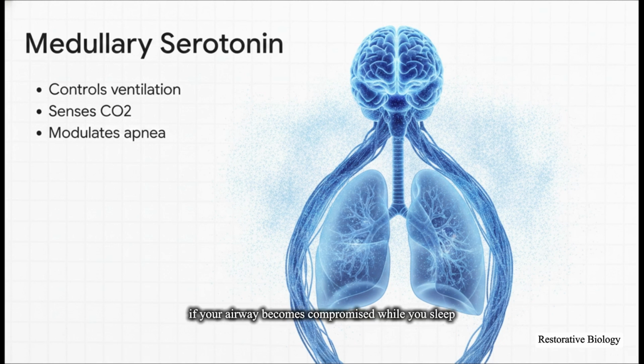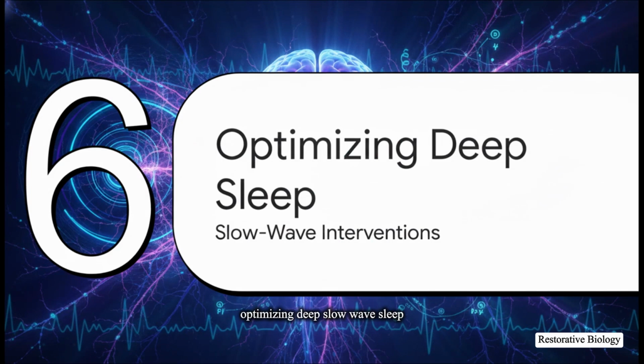Think about it. If your airway becomes compromised while you sleep, it is this specific network that detects those rising CO2 levels and triggers the autonomic arousal you need to just take a breath. This forms a direct, mechanistic link between serotonin levels and conditions like sleep apnea and sleep-disordered breathing. And finally, Section 6, optimizing deep, slow-wave sleep.